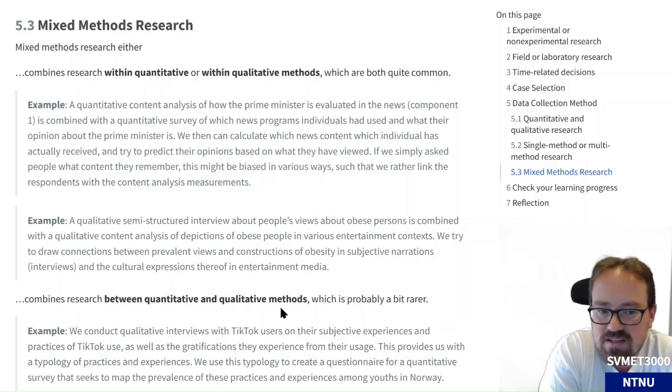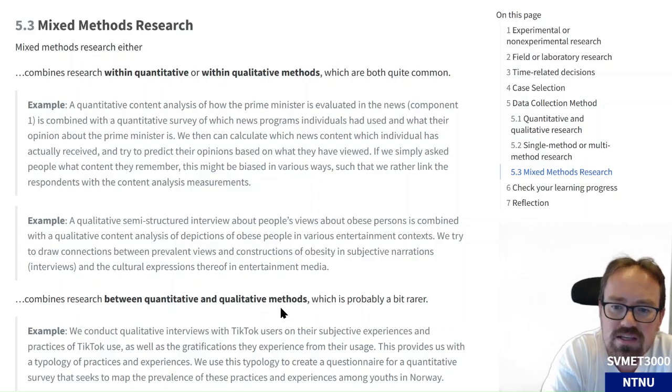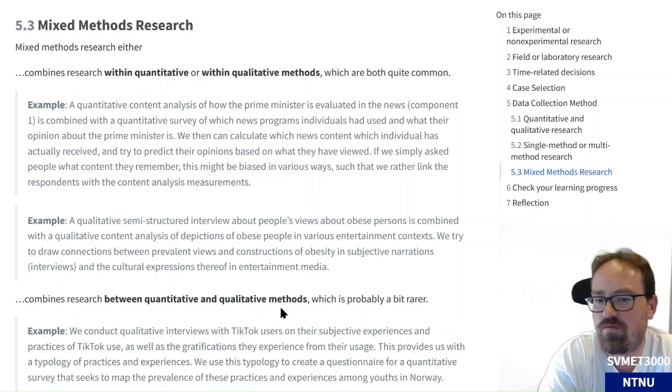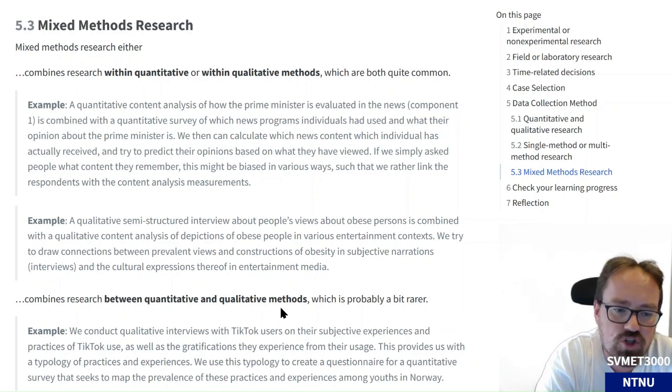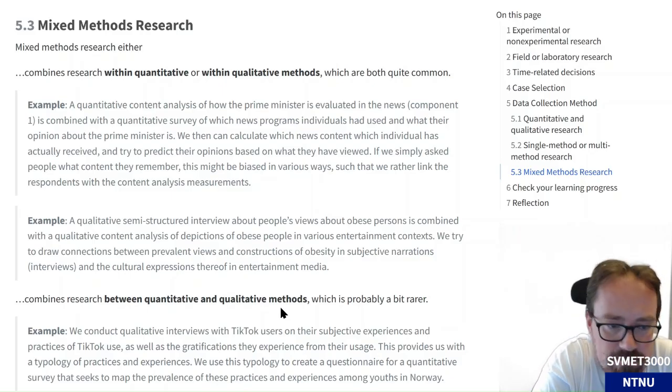If we simply ask people what content they remember, that might be biased in various ways. So just knowing what they have watched and what the content of those programs were is much less risky or much more valid.